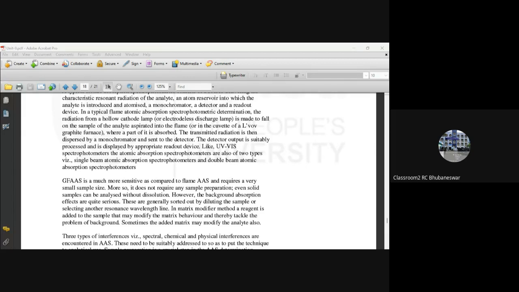Because the flame photometry we discussed in the last class, as well as the atomic fluorescence spectrophotometry, is almost a similar type, that is atomic absorption spectrophotometry. The principle is the same everywhere. But here, since we talked about absorption, we focused mostly on the atomization part: flame atomization as well as graphite furnace atomization.